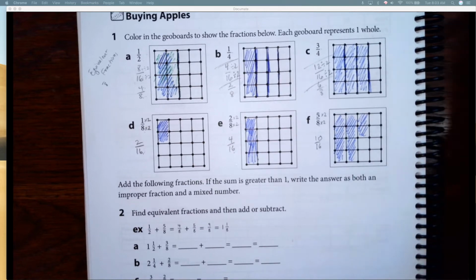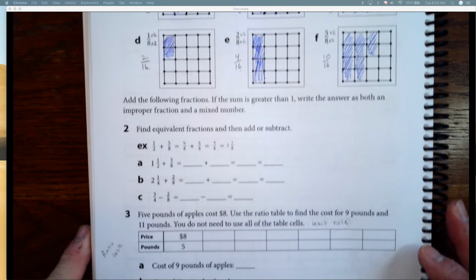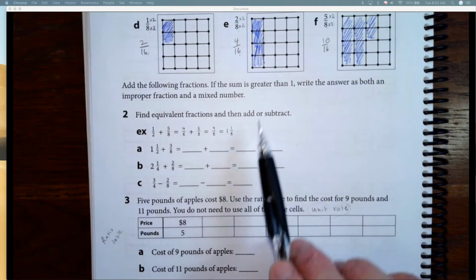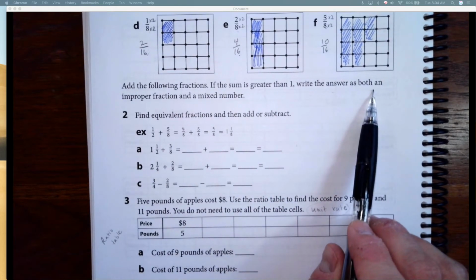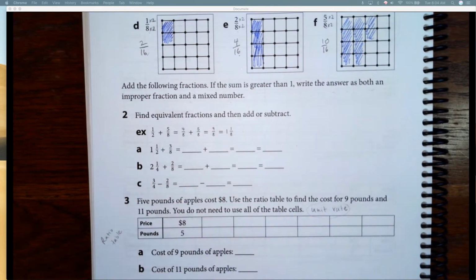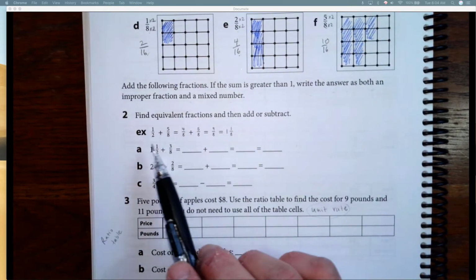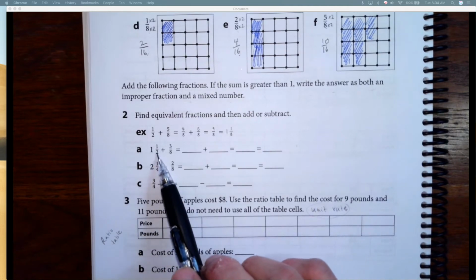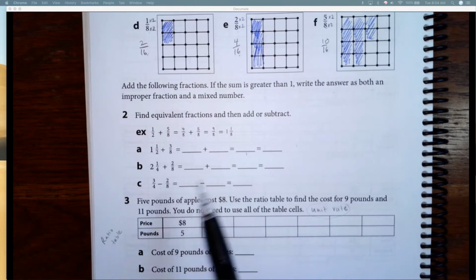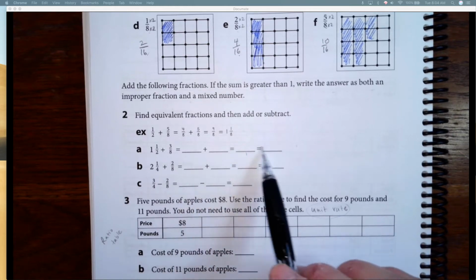Okay, so let's look at number 2. We're going to go through these, and it says add the following fractions. If the sum is greater than 1, write the answer as both an improper fraction and a mixed number. The way that they are showing us how to do this is to write it as a mixed number first and then as an improper fraction, which is fine. Actually, we're going to do it the other way around.